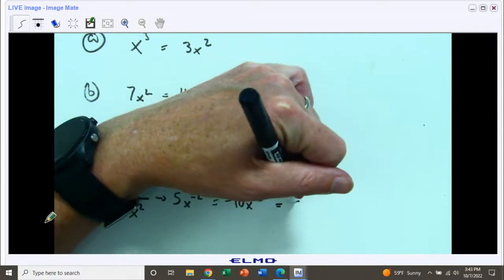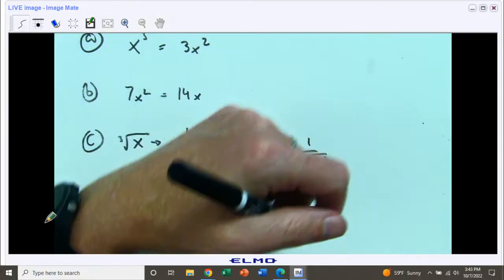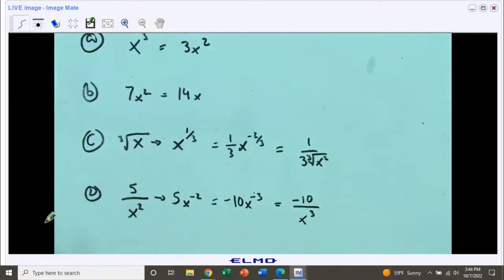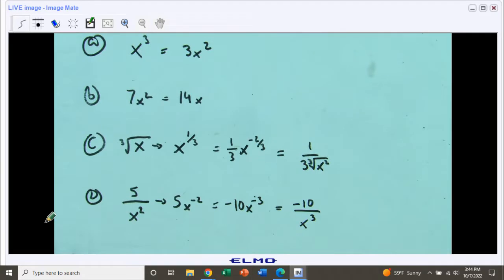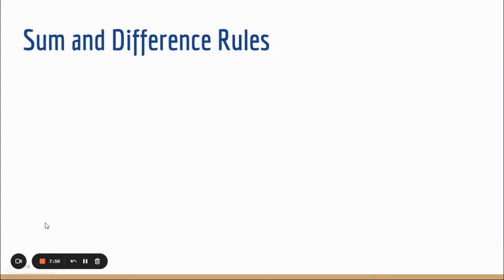So it's going to turn into a fraction again. The negative 10, that will remain in the numerator. Now the x to the negative 3 will bring that down and have it be x to the positive 3. All right, so those are just a couple different ways we can see the power rule work out. And we'll get more practice in class. But for now, though, let's just move on to the sum and difference rules.